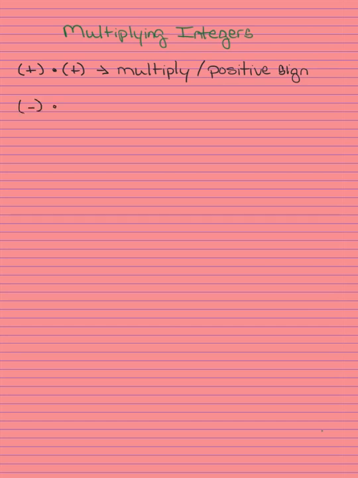Next, negative multiplied by a negative. Draw an arrow. You're going to write multiply, put a little slash, and then write positive sign.